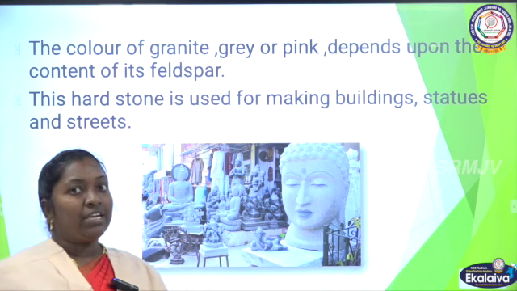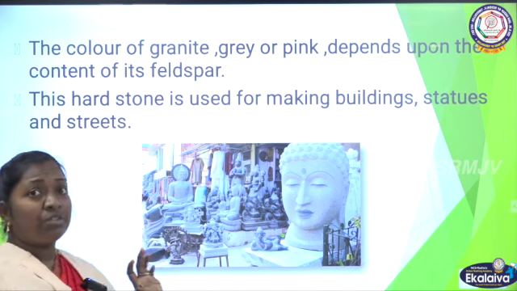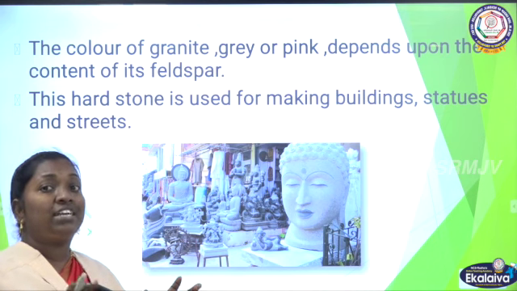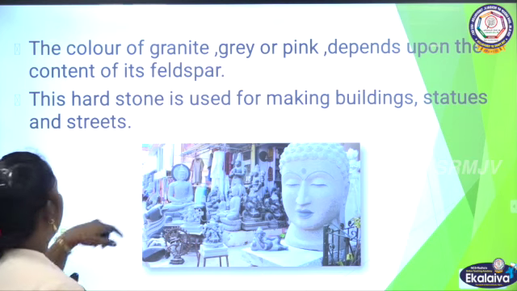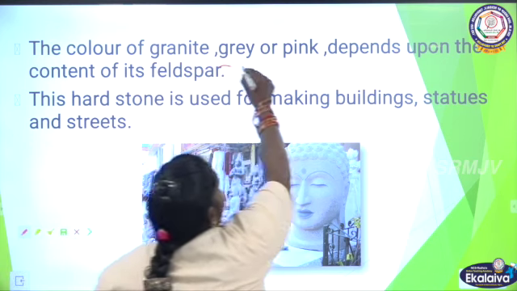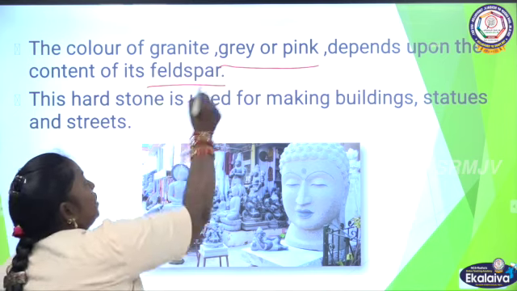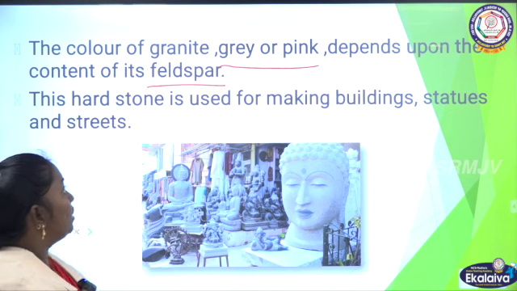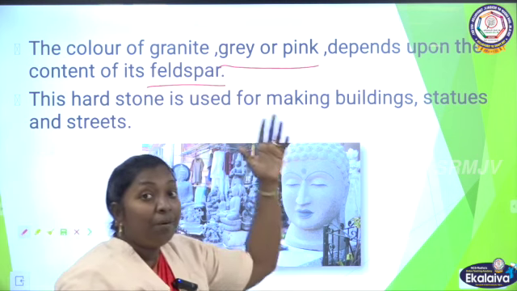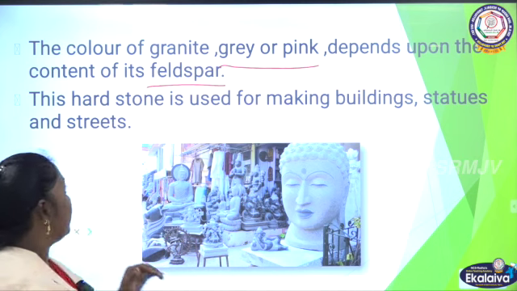And minerals like feldspar and mica will decide the color of a rock. So based on this, the color of a granite might be grey or pink. This will be decided depending upon the feldspar. So the mineral feldspar will decide the color of a granite. It may be a grey color or pink color. So the feldspar only will decide the color of a granite.